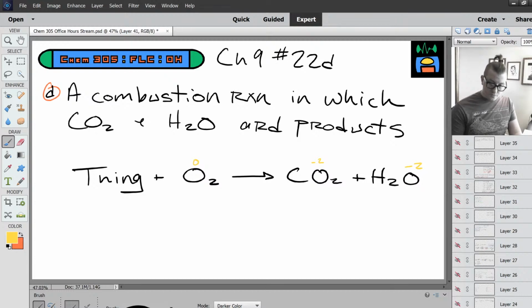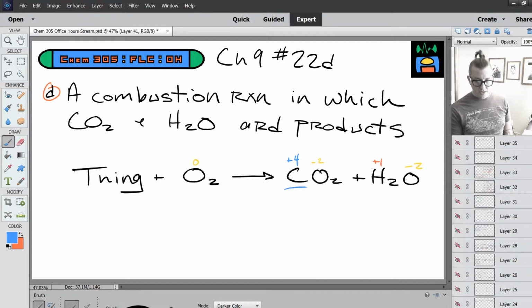is -2. Hydrogen has an oxidation state of positive 1 here. Carbon positive 4. So these are the oxidation states. Now you'll notice we have nothing to compare carbon or hydrogen to because we have no idea what this thing is. All right? We have no idea what the thing is.